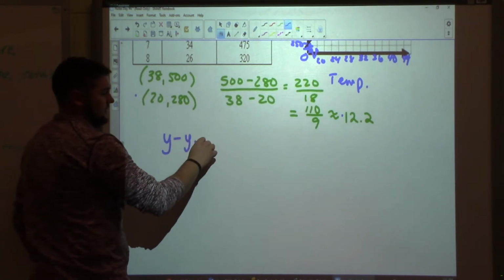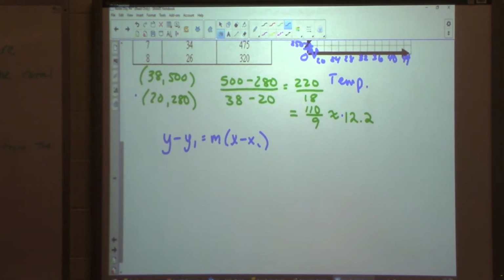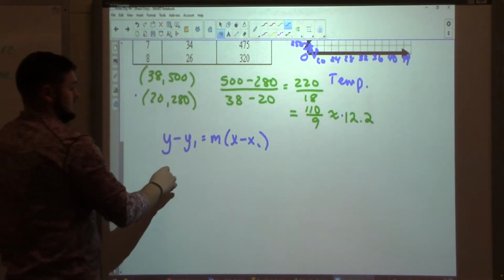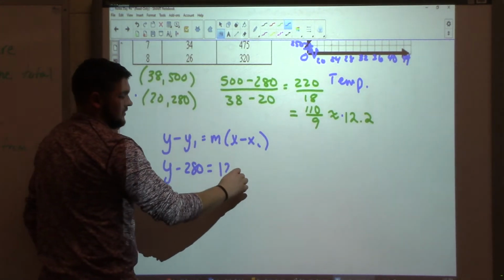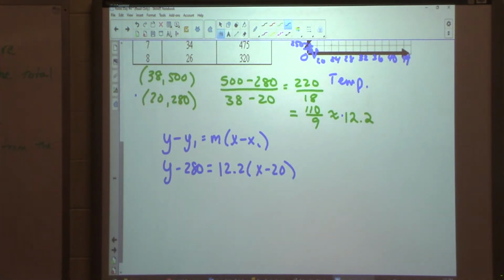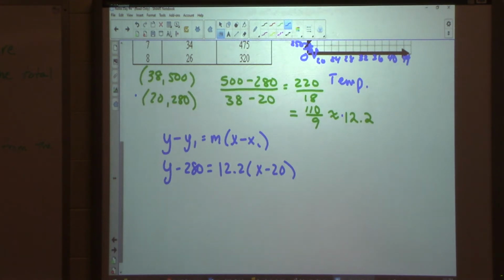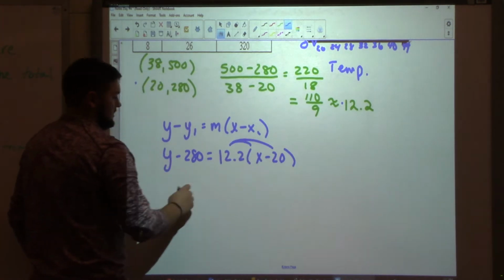Y minus y1 equals m times x minus x1. I'm going to put it in point-slope form. So y minus 280 equals 12.2 times x minus 20. Now I'm going to change it into slope-intercept form, because when we do linear regression in the calculator, it's going to give it to us in slope-intercept form. We're going to compare our line of best fit to the linear regression out of our calculator. So let's make this into slope-intercept form quick.